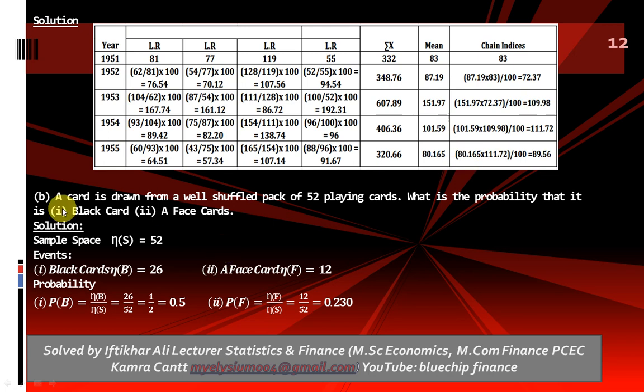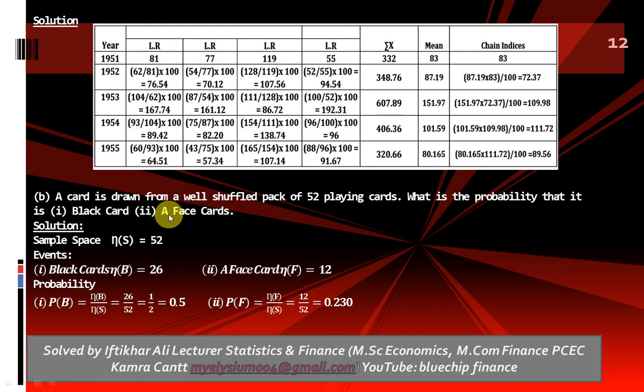B part is that a card is drawn from a well shuffled pack of 52 playing cards. So a single card is drawn, and the simple case of probability should be applied. The sample space will be 52 because there are 52 playing cards and only one card is drawn. What is the probability that it is, number one, a black card? The first event should be 26 because there are 26 black cards out of 52 playing cards.